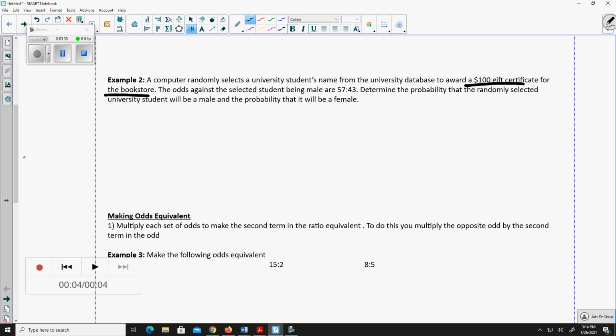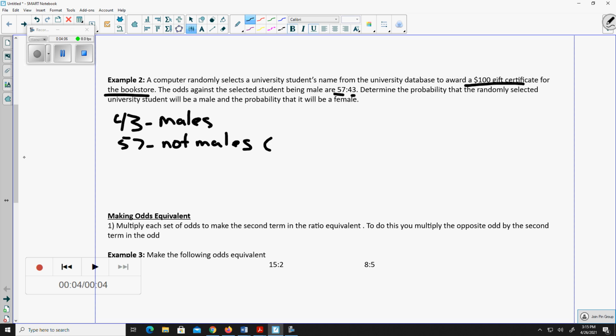Now, the odds against the selected student being male are 57 to 43. Determine the probability that the randomly selected university student will be a male and the probability that it'll be a female. All right. So the odds against the selected student being male are 57 to 43. So what that means is there are 43 males and there are 57 not males.